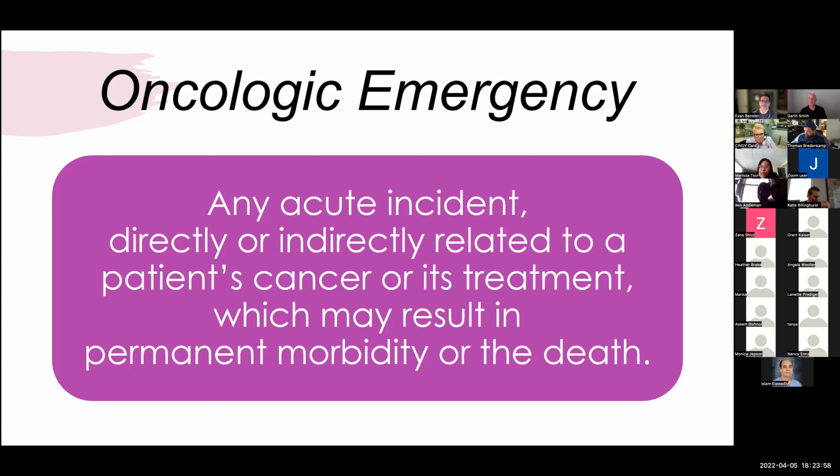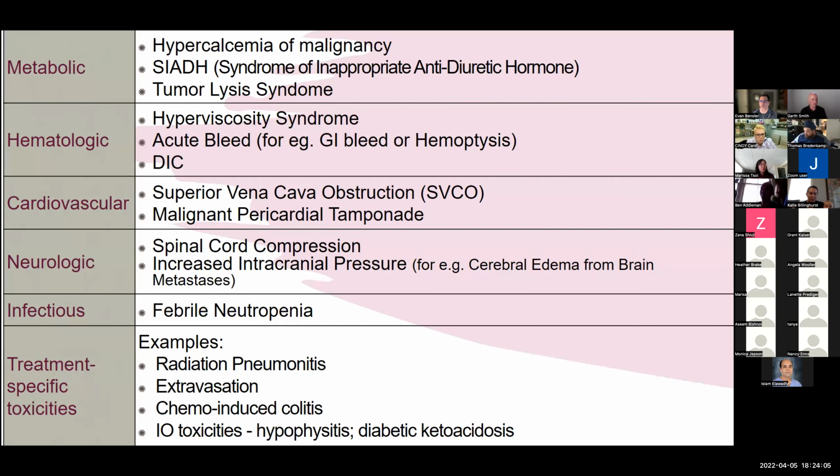But we tend to think of it being a bit more specific than that when we're talking about oncologic emergencies. When I went through training, basically we would say there were two types: structural and metabolic. That's overly simplified, and I've come up with more of a categorization that ranges from the metabolic and hematologic, cardiovascular, neurologic, infectious, and then this big category we call treatment-specific toxicities.